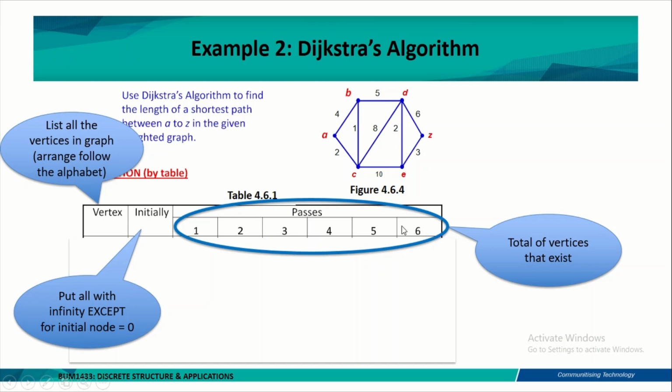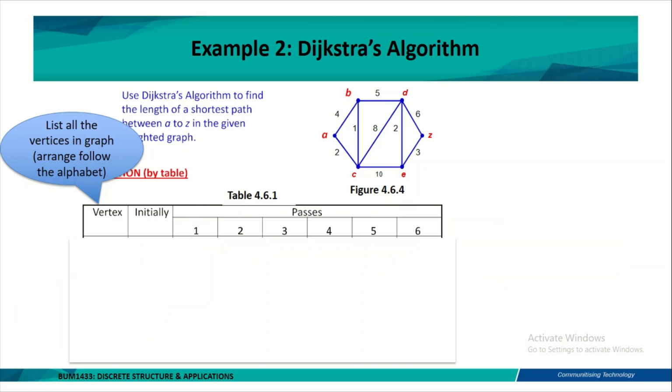This is 1 to 6, the total number of vertices that exist. So we have A, B, C, D, E, Z. So we have the 6 total vertices here, and we need to write down the 6 passes here. Alright, so let's see how to do this.